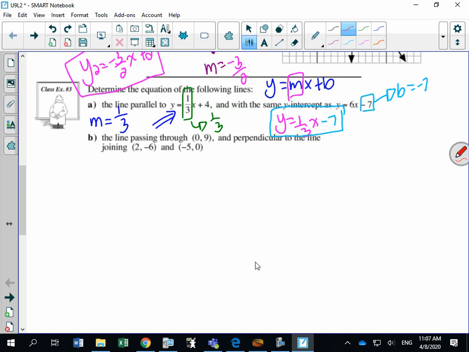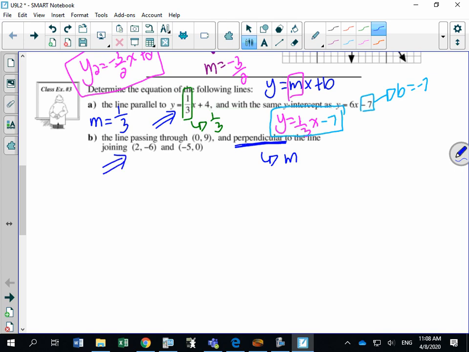The equation of a line passing through this point and perpendicular to these points. Okay, so let's start with perpendicular. What's parallel perpendicular? They're talking about slope, right? I need to figure out what the slope is.